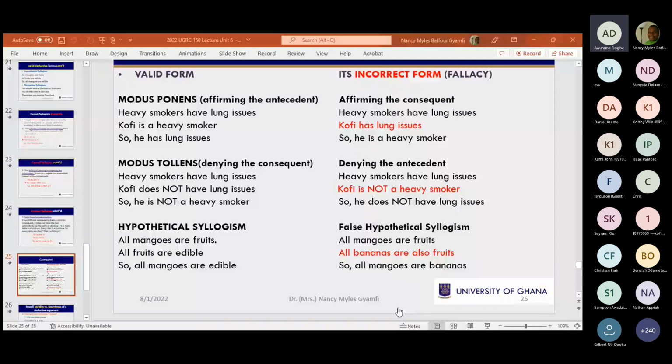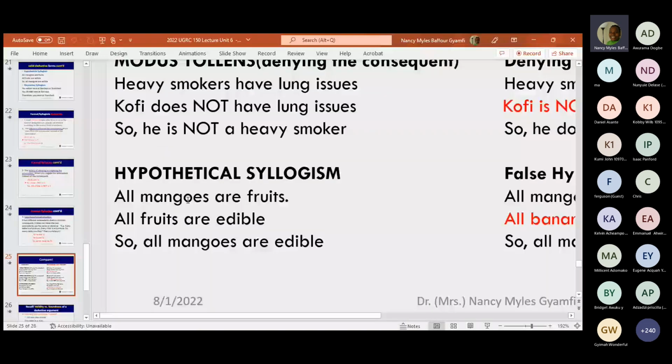Hypothetical syllogism. Good. All mangoes are fruits. Yes. All fruits are edible. So all mangoes are edible. You get the pattern now, my dear friends. So we move from all mangoes are fruits, then to fruits are edible, and we ended therefore saying that all mangoes, the starting point to the end, are edible. That's valid.